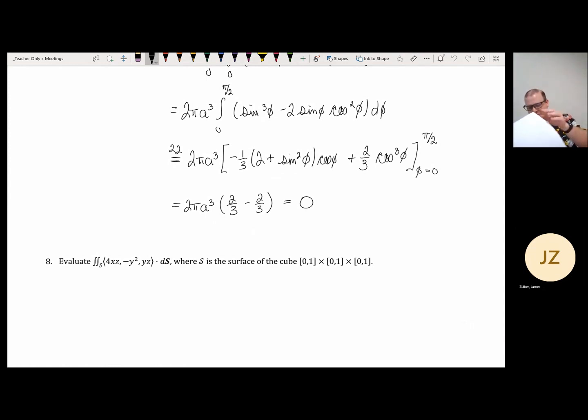Gonna find outward flux of 4xz minus y squared and yz through the surface of the unit cube.